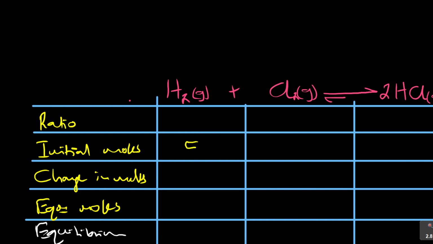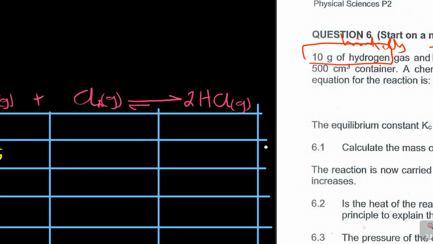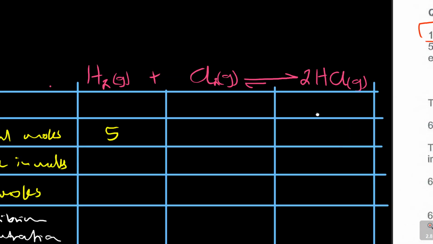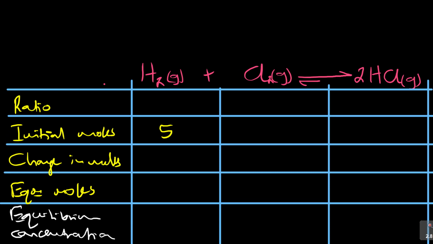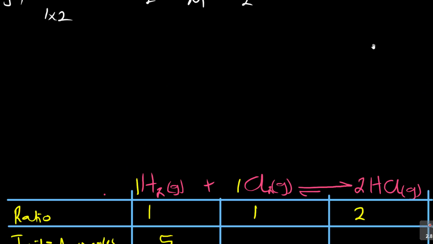Oh, I forgot to use the ratio. The ratios are already given, since this is already balanced. You can see hydrogen plus chlorine, so the ratios are simple. There's a hidden 1, 1, and 2. Where is the 1? 1 mole of chlorine and 1 mole of hydrogen. They are from the balanced equation, remember?